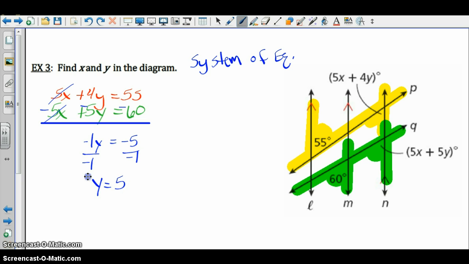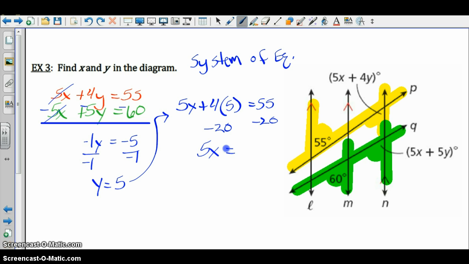Now we have to solve for x by plugging 5 back in for y. So we're going to go back to either one of the original equations and plug 5 in for y. So we have 5x, I'm choosing the top equation, plus 4 times 5 for y equals 55. 4 times 5 is 20, so I'm going to subtract 20 from both sides, and 5x equals 35. Divide by 5 on both sides, and we get x equals 7.